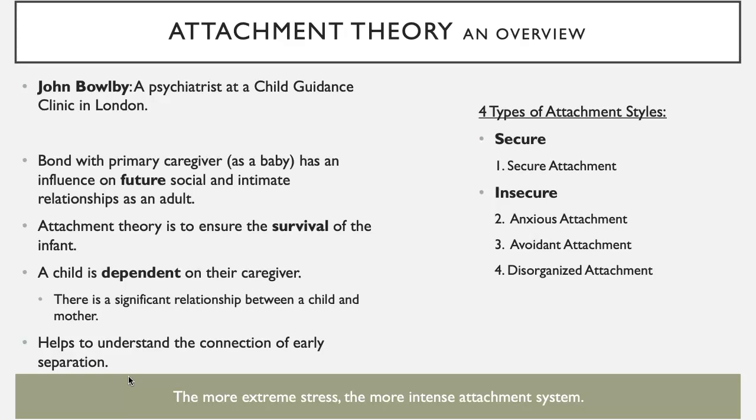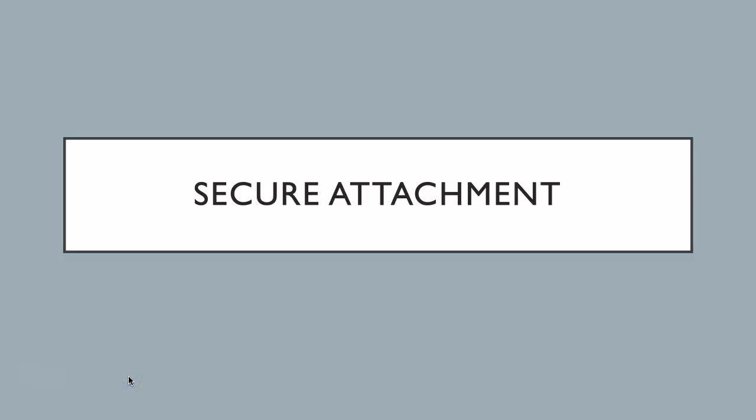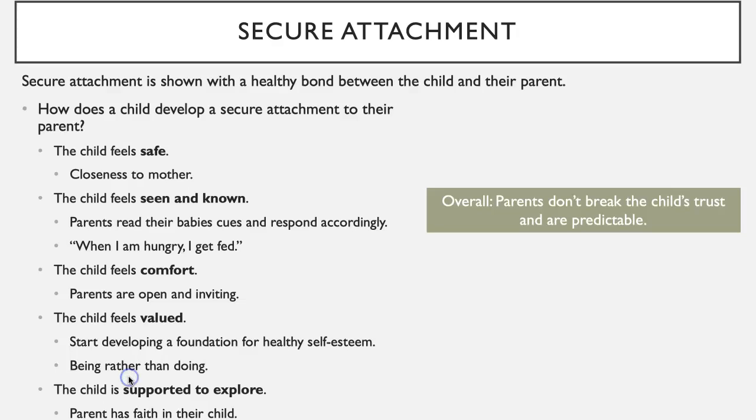And there are 4 different attachment styles. They're broken down into secure and insecure. Under secure is obviously secure attachment, and insecure has 3 types: anxious, avoidant, and disorganized attachment. So overall, the more extreme stress, the more intense your attachment system will be. So first we have secure attachment.